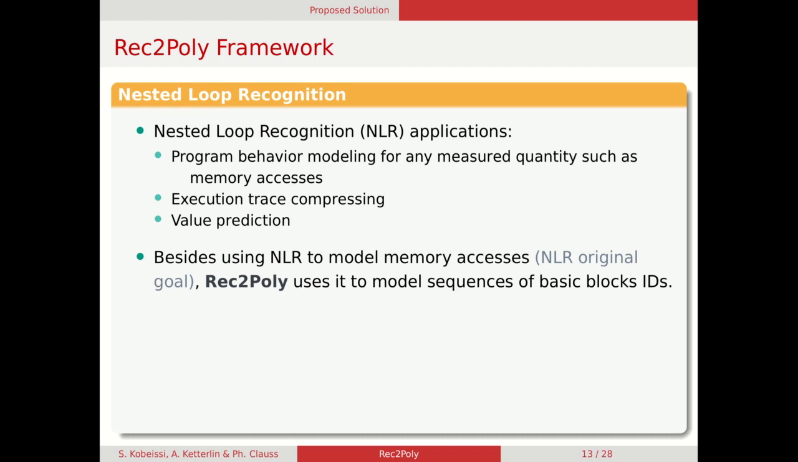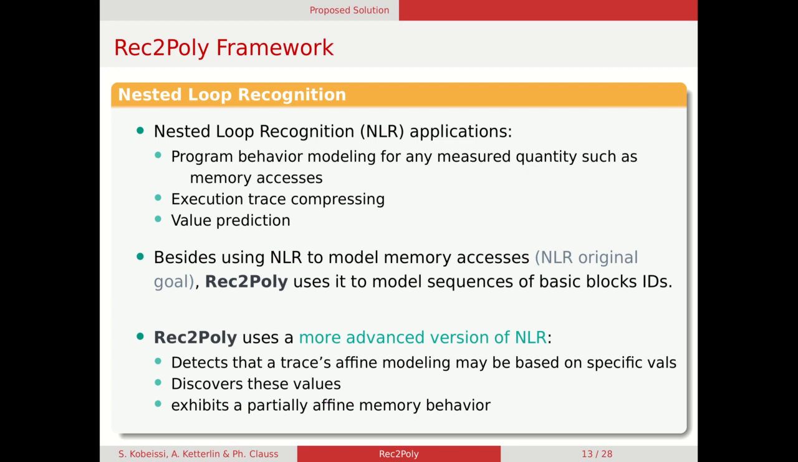Besides using NLR to model memory accesses, which is NLR's original goal, Rec2Poly uses it to model sequences of basic block IDs, that is the control. If NLR builds affine loop nests including the interesting basic block IDs and memory addresses interpolated by the constructed loop indices, then the generation of equivalent affine loops may be performed later on.